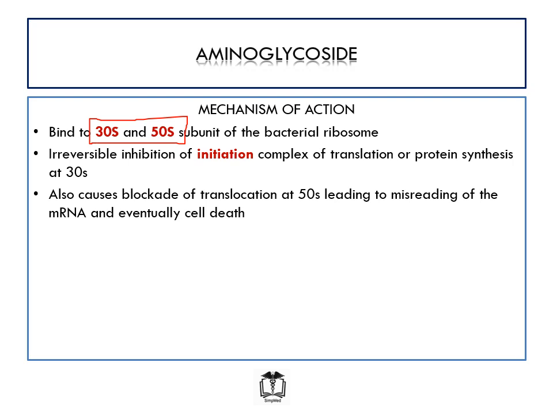Because it is blocking these two steps, blocking initiation and translocation, what it eventually will lead to is what we call a misreading of the mRNA. And this misreading of the mRNA will lead to the eventual cell death of the bacterium. And this is the reason why we say that aminoglycosides are bactericidal, because of the ability to cause cell death due to misreading of the mRNA as a result of their action on inhibition of initiation and translocation.